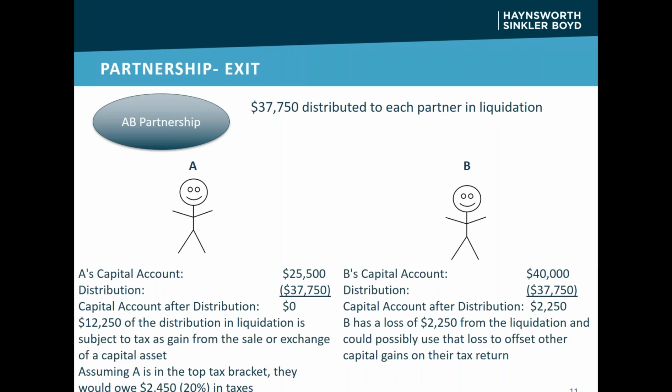So again, we're changing B's capital account to show how the distribution and liquidation is taxed to the partner if the capital account is greater than the amount of the distribution. So here, B is starting with a $40,000 capital account, then receives a distribution of $30,750, which leaves a capital account of $2,250 after the distribution. But since this is a distribution in liquidation, B is going to have that $2,250 as a loss and could possibly use that loss to offset other capital gains that they may have.